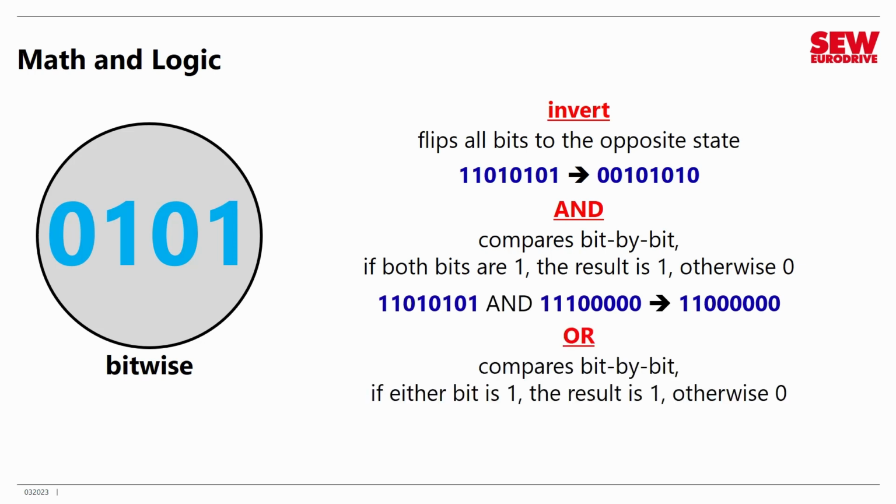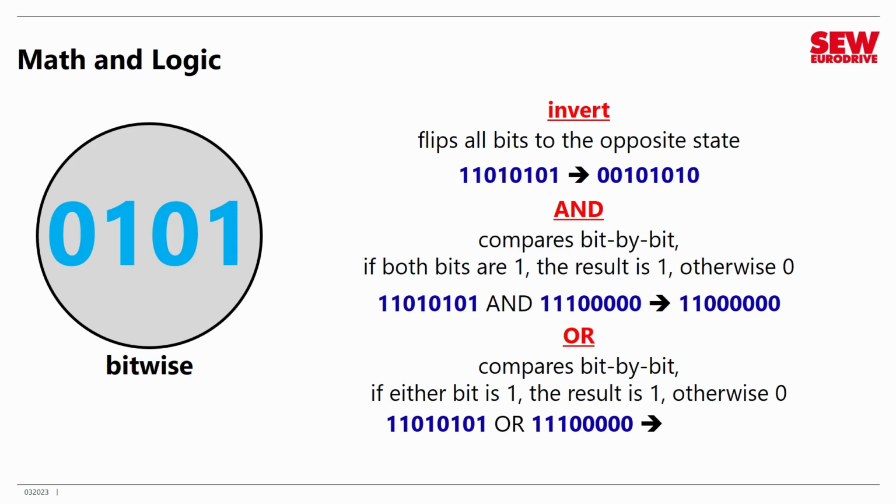An OR operation does exactly the same thing. However, if either bit is 1, it outputs a 1. Otherwise, only if both bits are 0 will you get a 0. Let's see an example of this. So we have these two numbers. We're going to OR them together.